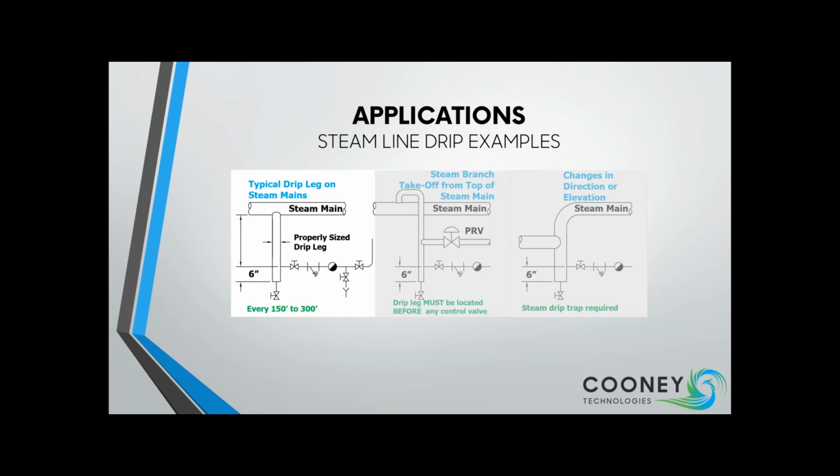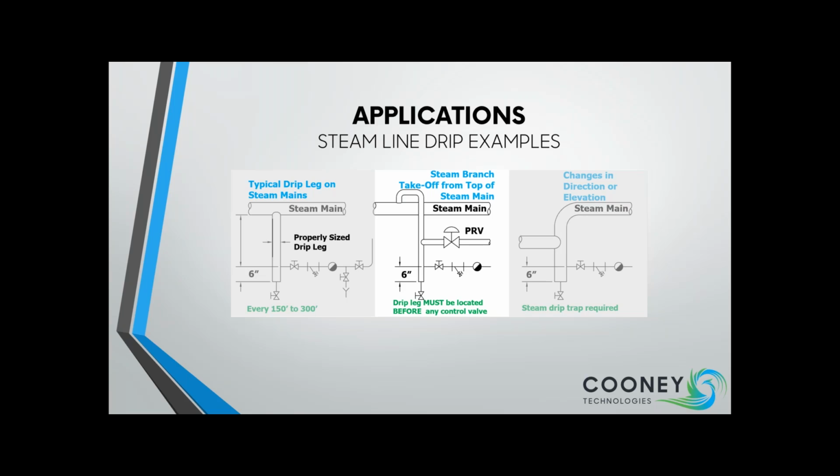Now, the middle highlighted example shows the proper method of installing a steam takeoff from the steam main. Ideally, it should come off the top of the steam main to ensure getting dry, saturated steam for your steam equipment. Takeoffs taken from the bottom of the steam main are more likely to contain condensate with your steam, and won't give you the best available dry, saturated steam. You'll be starting out behind the 8 ball already.